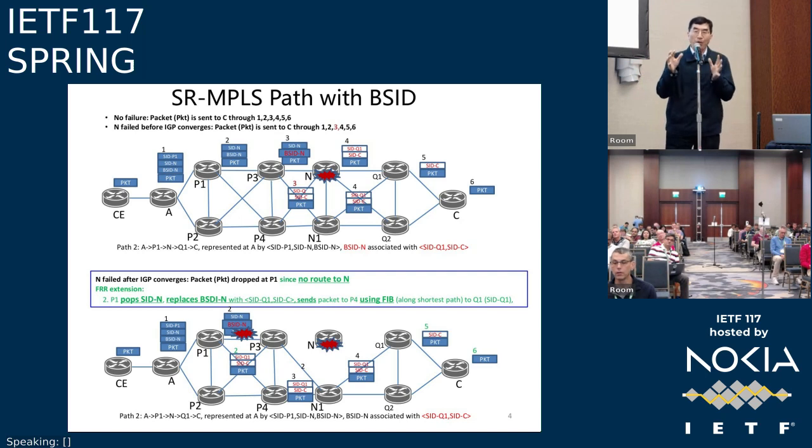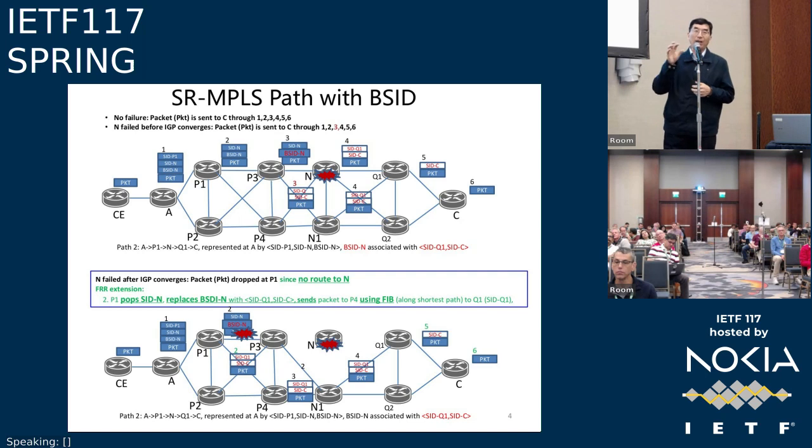With failure, before IGP converges, P3 as a PLR will receive the packet. Because P3 detects the failure of node N, P3 will pop the node SID of node N. Then, because the top SID at this time is the binding SID of node N, P3 as a PLR will replace this binding SID with a SID list, which consists of SID Q1 and SID C. After replacing the binding SID with the SID list, P3 will send the packet to the next hop Q1 around the failed node. So that's the FRR before IGP convergence.